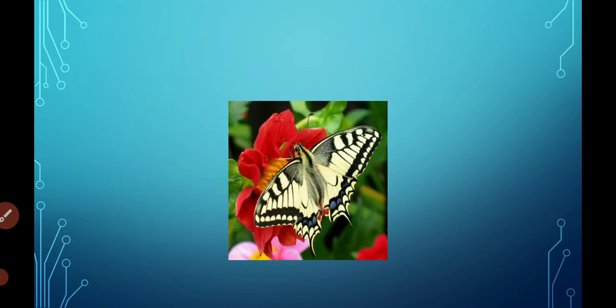Butterfly is a beautiful insect usually seen in gardens. It has 2 pairs of multicolored wings.